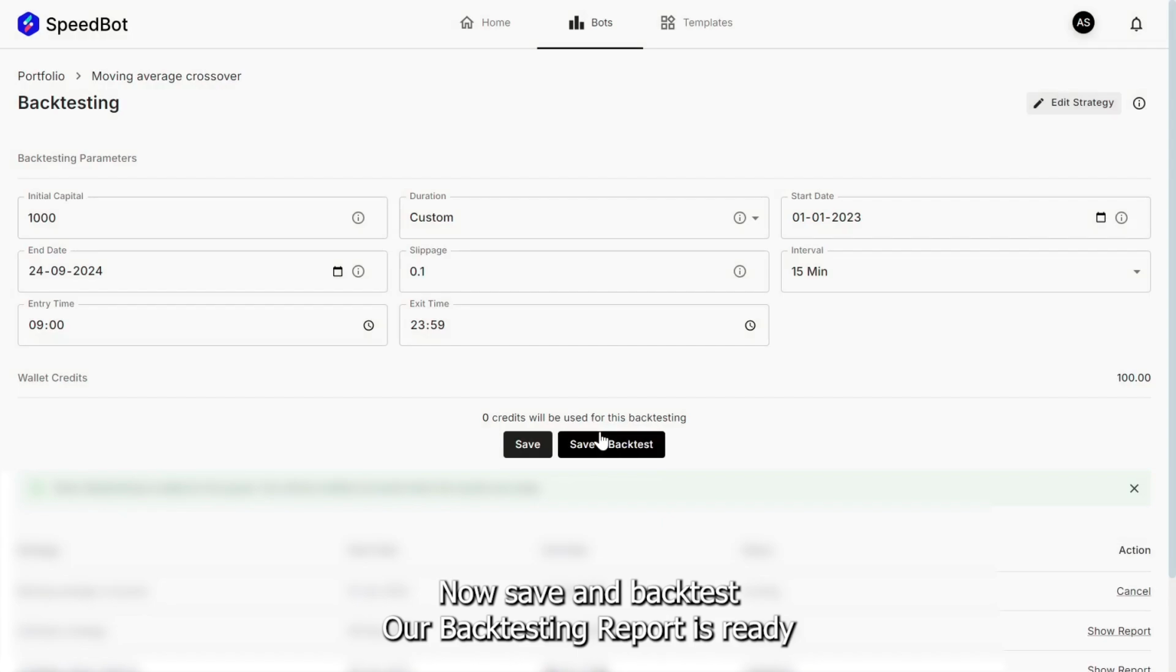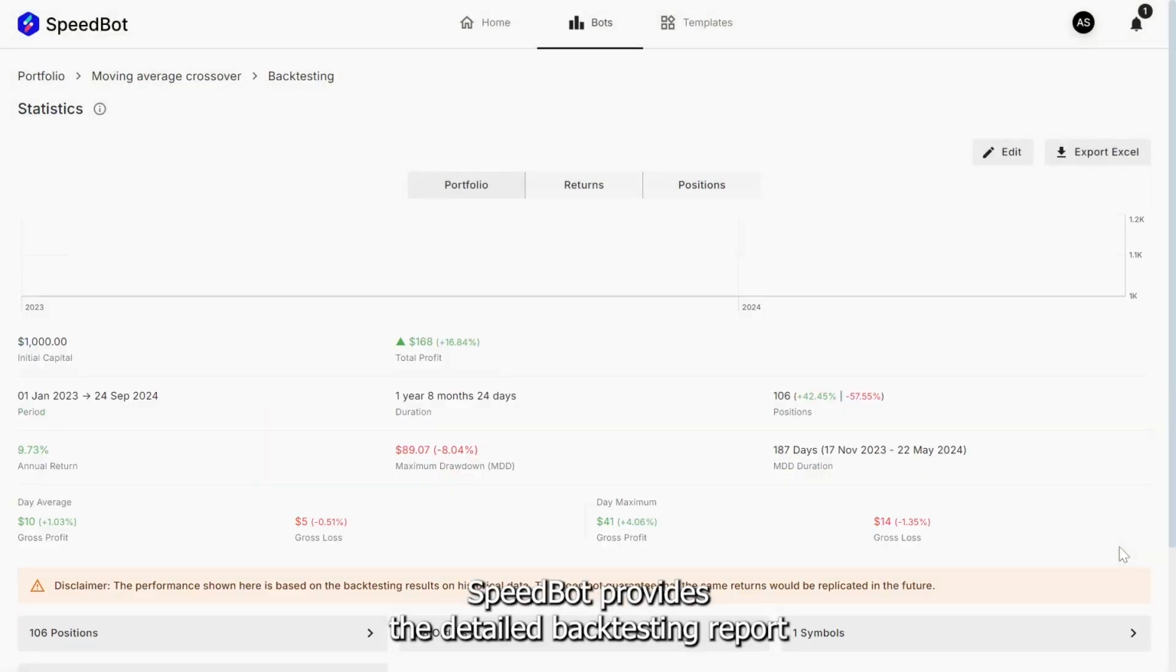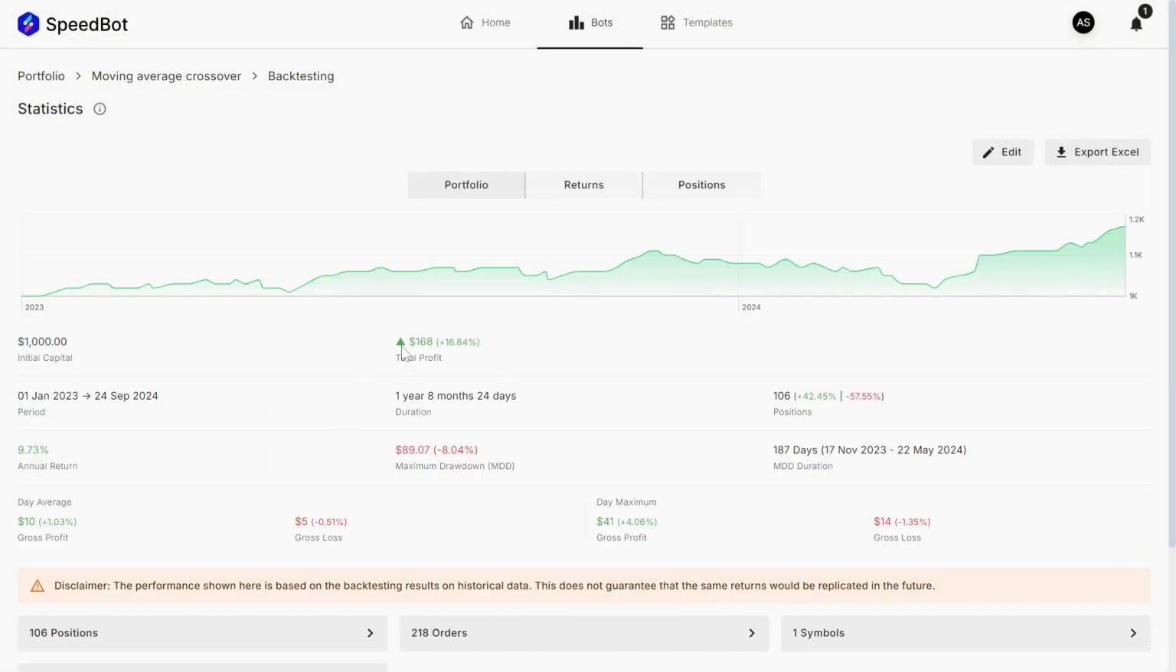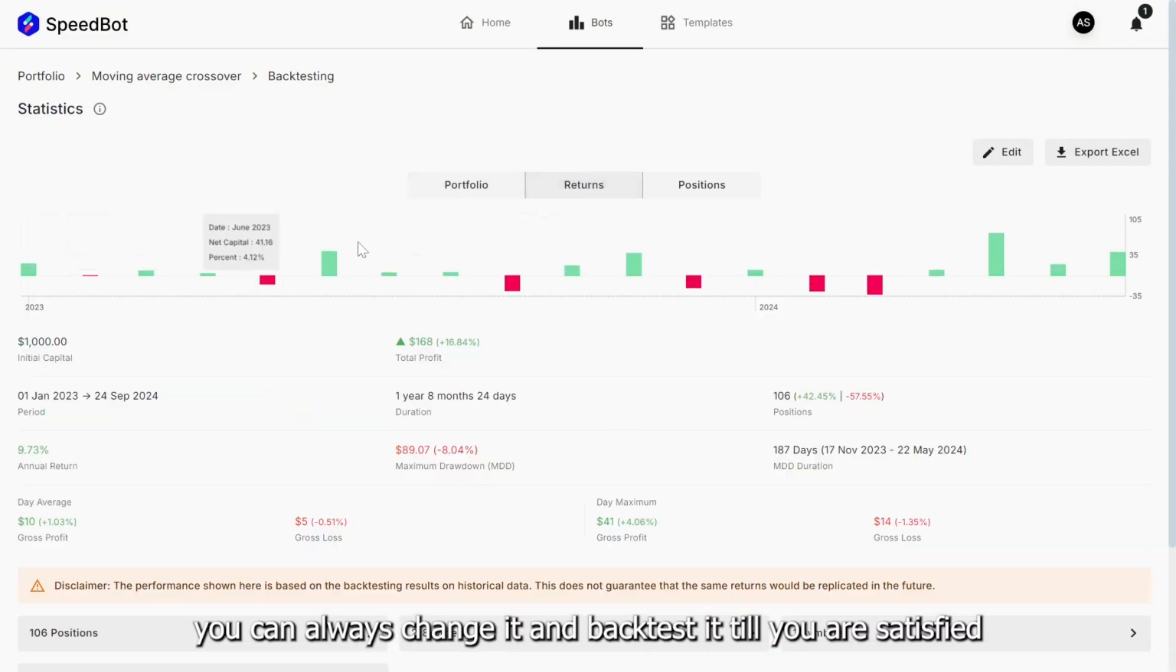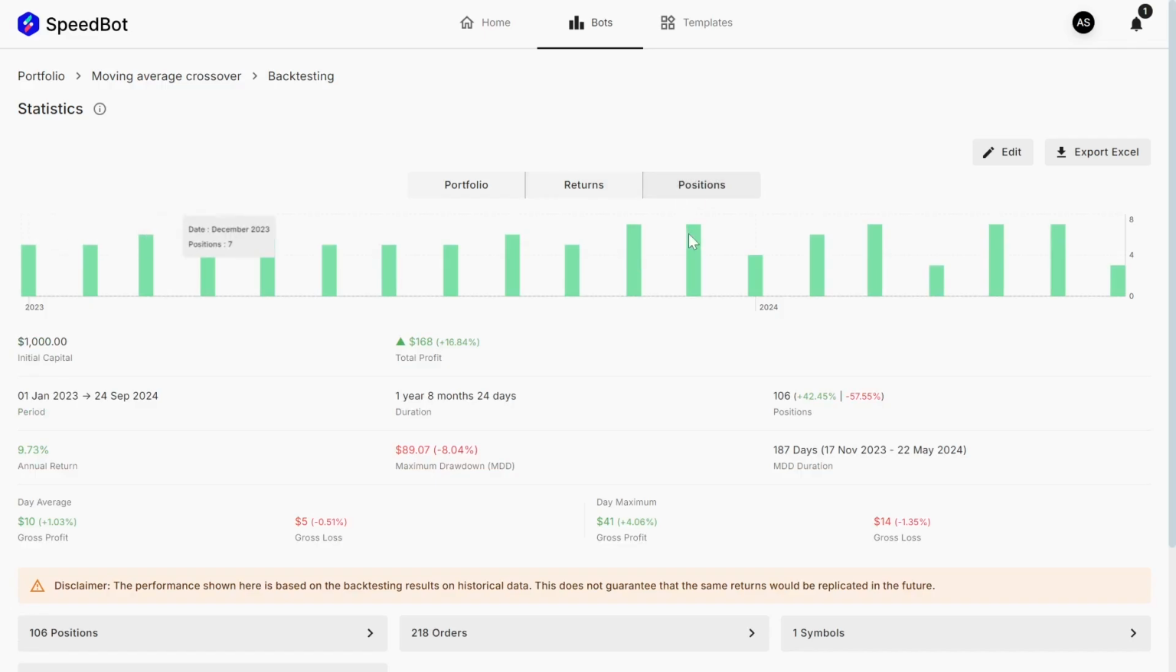Our backtesting report is ready. SpeedBot provides a detailed backtesting report. If you are not satisfied with this strategy, you can always change it and backtest it till you are satisfied.